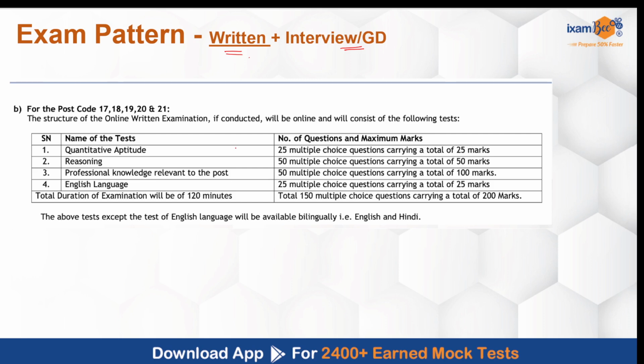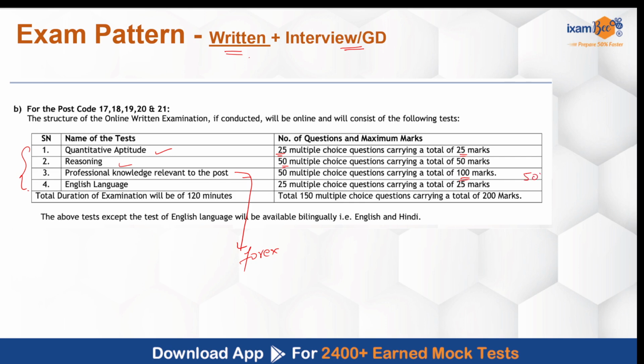First will be your written exam, and the paper will consist of 4 topics. First will be quantitative aptitude, where there will be 25 questions of 25 marks. Then there will be reasoning of 50 marks. Then professional knowledge, which, because we are talking about Forex, will be Forex related professional knowledge. This will be of 100 marks, right?